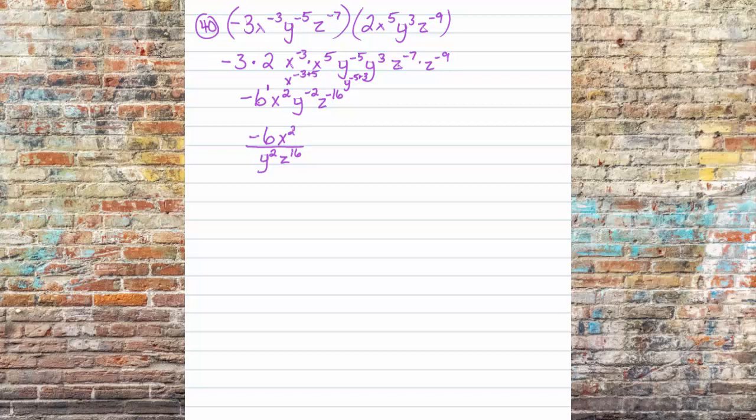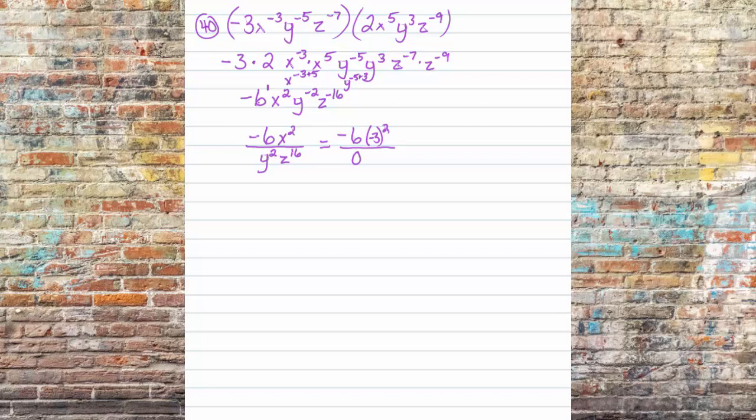You'll notice this is the solution for both problem 39 and the simplified solution for problem 40. So for problem 40, we then need to plug in values for these variables. So off to the side, I will say is equal to negative 6. Our value for x is negative 3, so negative 3 squared over our value for y is 0.